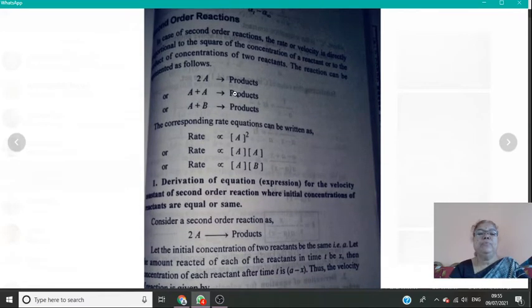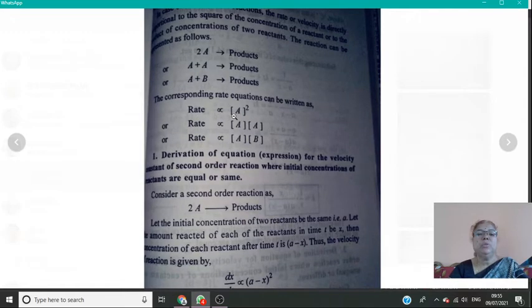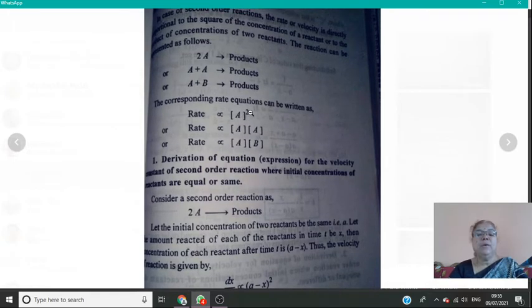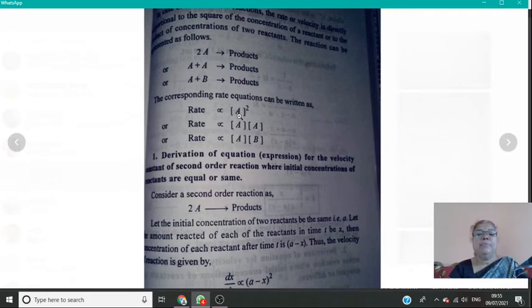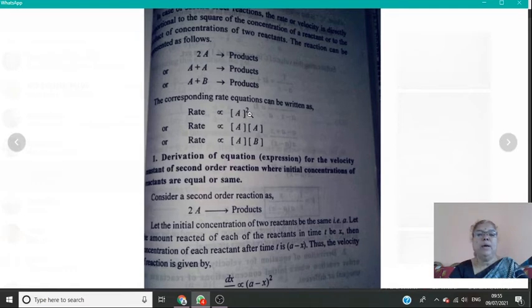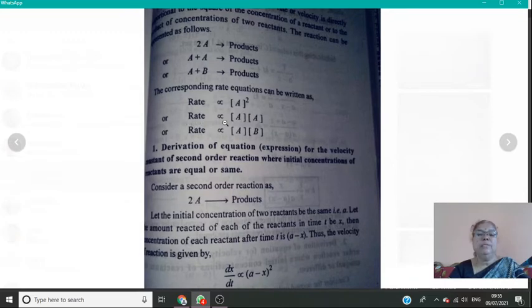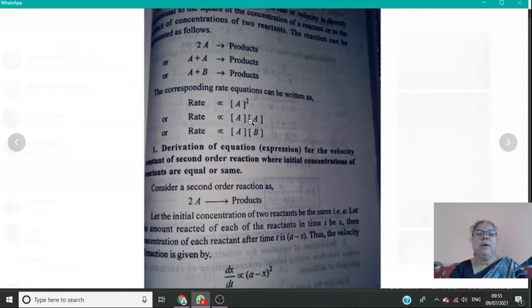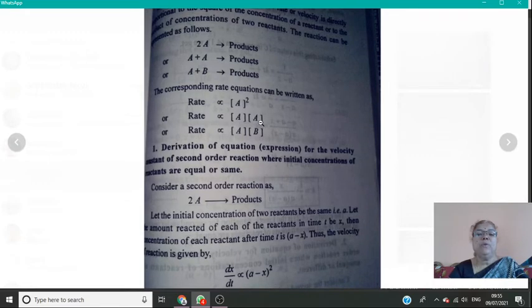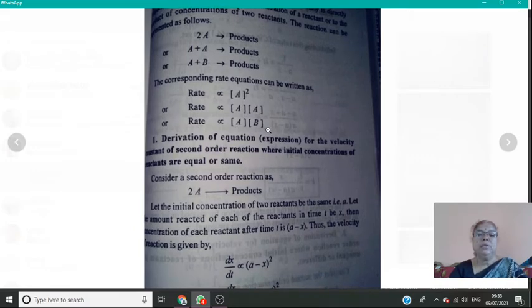In case of the first reaction, we can write the rate, that is dx by dt, is proportional to the concentration of A squared. That means the rate of reaction is proportional to the square of the concentration of the reactant. Then in case of the second reaction, the rate is proportional to the concentration of A, that means the product of concentrations of the reactants. And here again the rate is proportional to the concentration of A into the concentration of B.